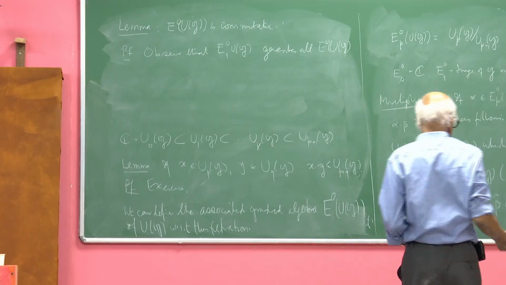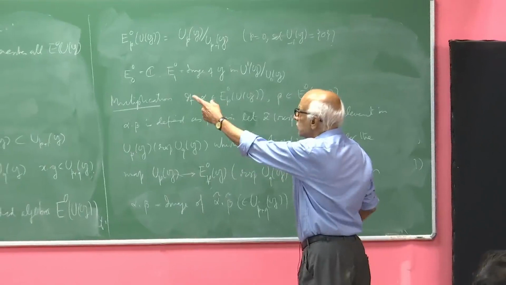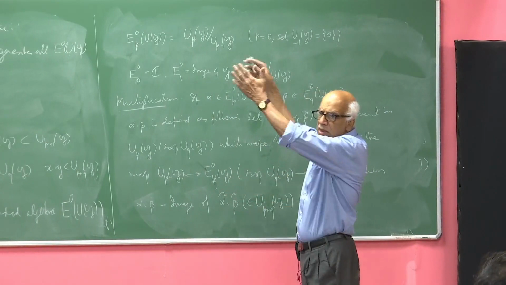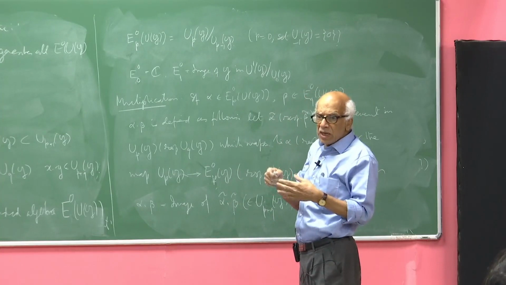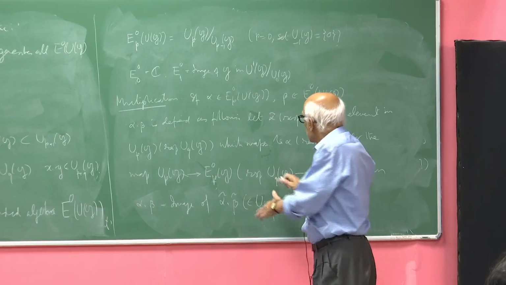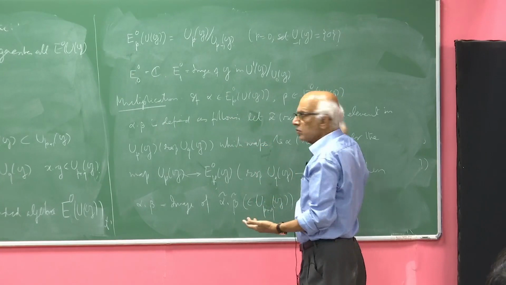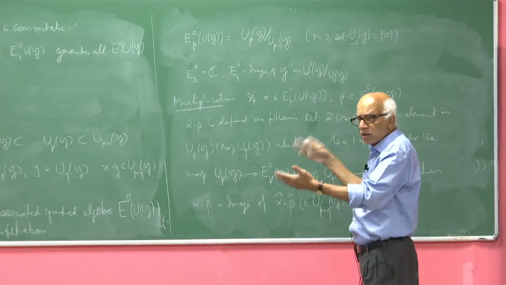How do you get elements of E naught UG? You have to take elements in the various U_P's and then take their images and form the product. That is how we do it. But the enveloping algebra itself is generated by G. So every element of U_P(G) is a product of elements coming from G, and in U_Q(G) it is true. So in the quotients, the element gets written as a product, and the product is going to be in there. Take any element in U_P(G).